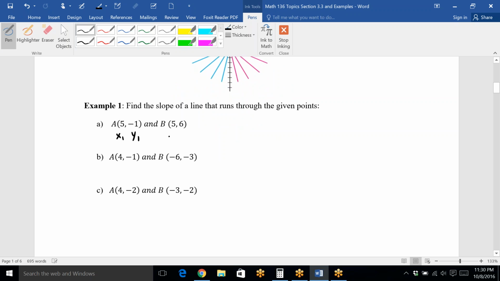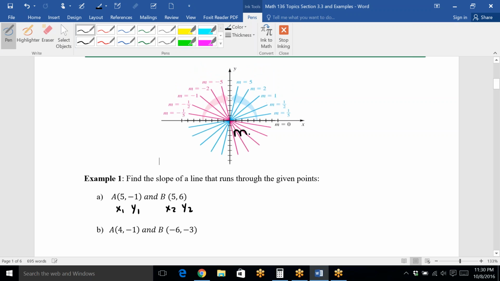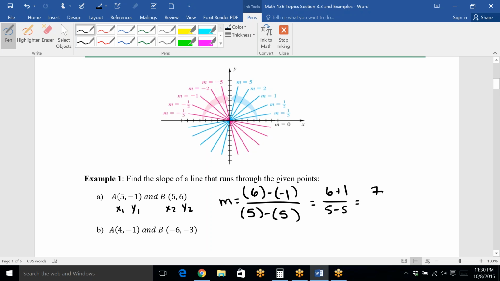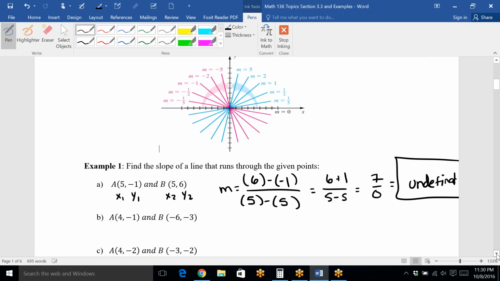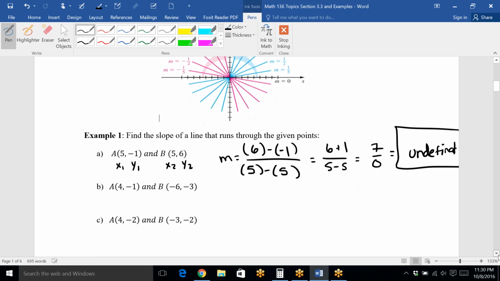This would be x1, y1, x2, y2. So the slope of this first line would be m equals y2 minus y1 over x2 minus x1. I sometimes draw the blanks, that helps fill it in. So y2 is 6, y1 is negative 1, x2 is 5, x1 is 5. So this would be 6 plus 1 on top over 5 minus 5. That's 7 over 0, which is undefined. You are not allowed to leave it as 7 over 0. You have to tell me, is the answer 0 or is it undefined? 0 on top is 0, 0 on the bottom is undefined.